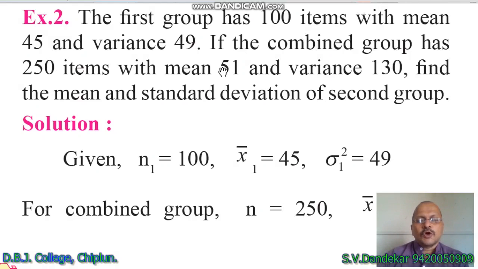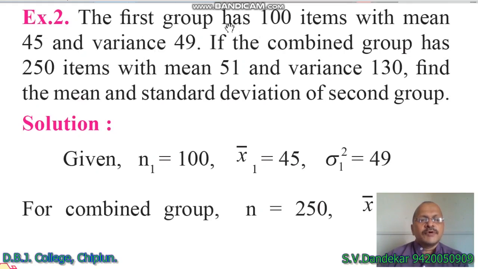The second solved problem is: the first group has 100 items with mean 45 and variance 49. The combined group has 250 items with mean 51 and variance 130. Find the mean and standard deviation of the second group. Like the previous problem, a similar technique is applied here. Only thing, the second group values x2 bar and sigma 2 are not given to us.